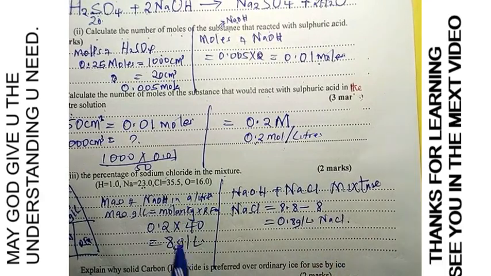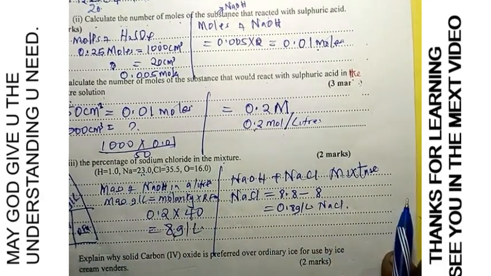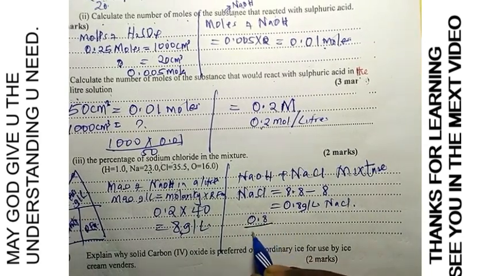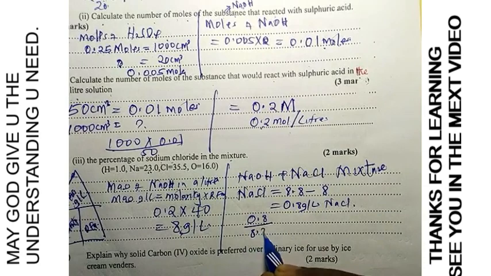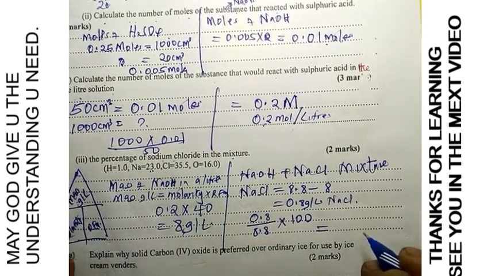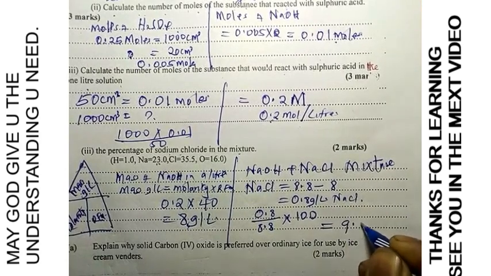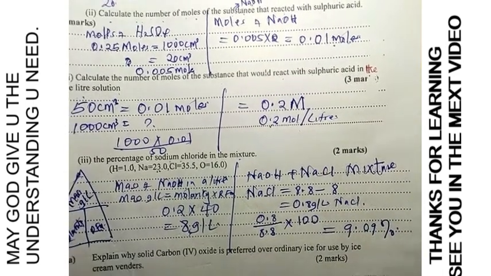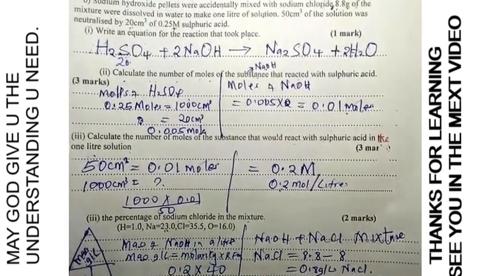But we are asked to calculate the percentage. So the percentage for sodium chloride is the mass, we divide by the total, 8.8, and we multiply by 100. And this one will give us 9.09%. So that is how.